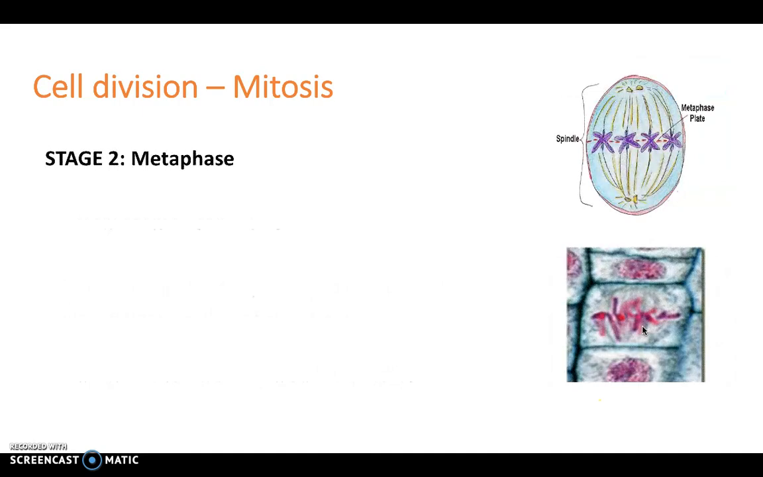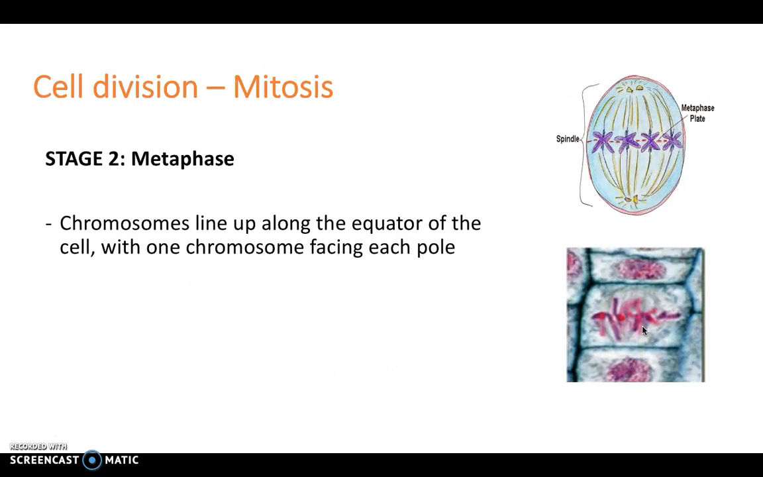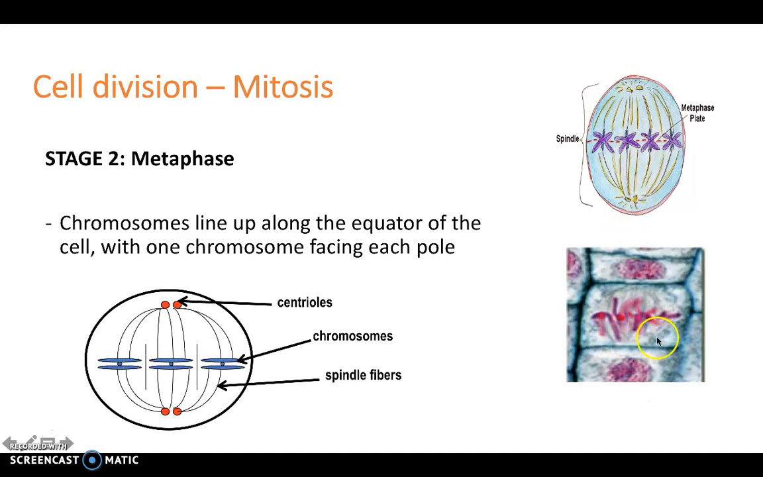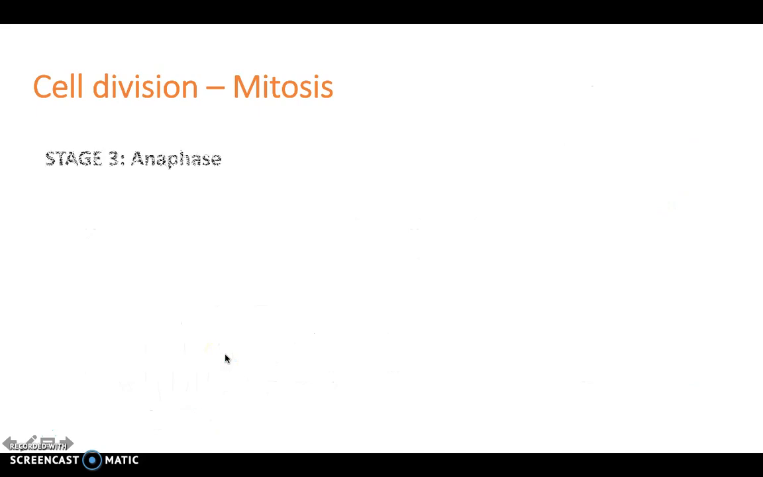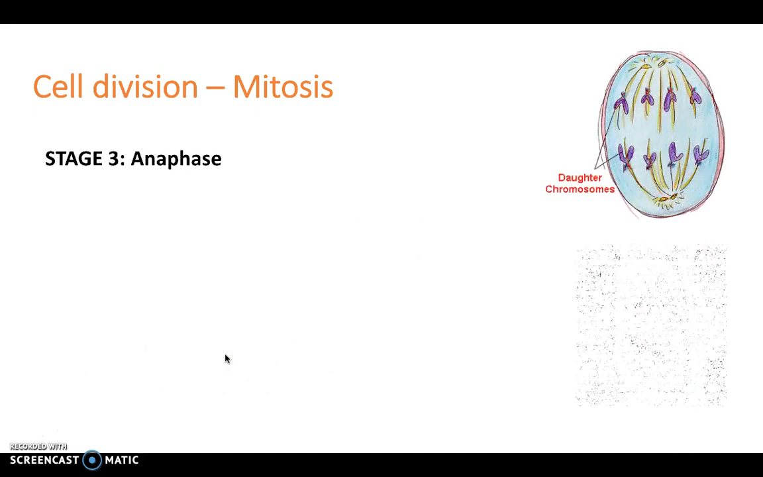So in metaphase, they all line up. The chromosomes line up along the equator of the cell, with one chromosome facing each pole. So you can see a chromosome here and a chromosome here, and they're facing each pole. And that's replicated here, where you can see the spindle fibers attaching to the middle points, which are called our centromeres.